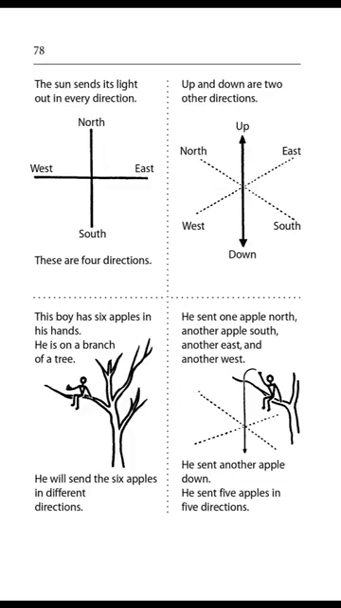Page 78. The sun sends its light out in every direction. These are 4 directions. Up and down are 2 other directions. This boy has 6 apples in his hands. He is on a branch of a tree. He will send the 6 apples in different directions. He sent 1 apple north, another apple south, another east, and another west. He sent another apple down. He sent 5 apples in 5 directions.